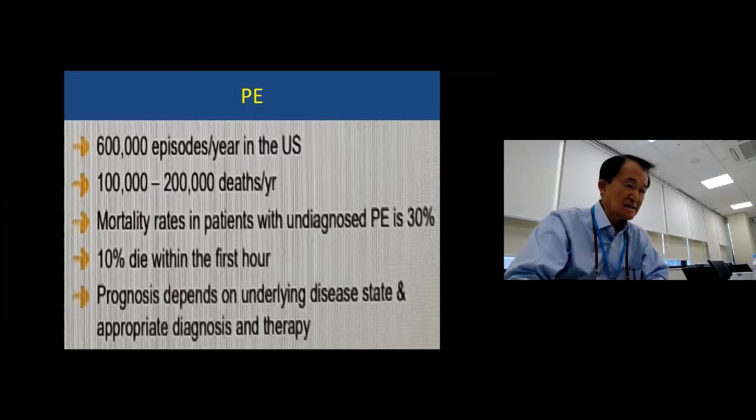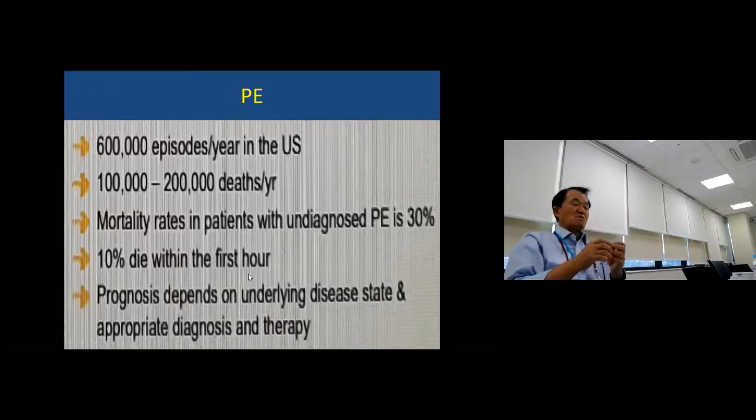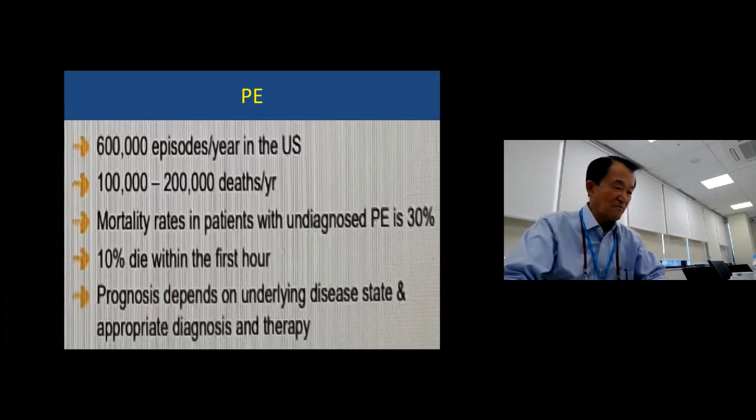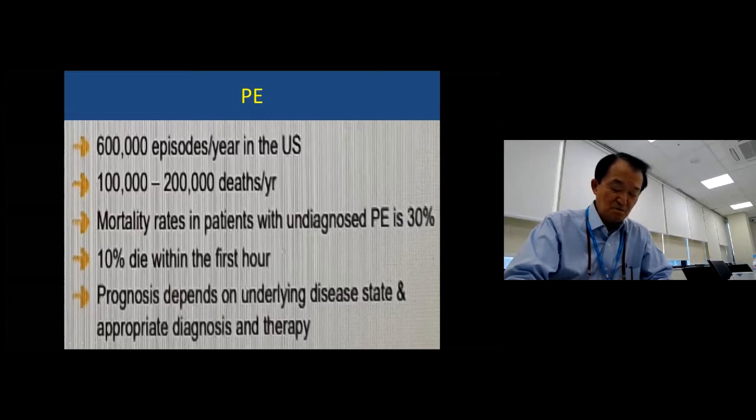And 10% of patients die within the first hour. So by the time we see the patient in the emergency room and do a lung scan, the chance of death is very, very rare. They died before they arrived in the emergency room or in the nuclear medicine department. As long as we put oxygen, then there is no pulmonary infarction.